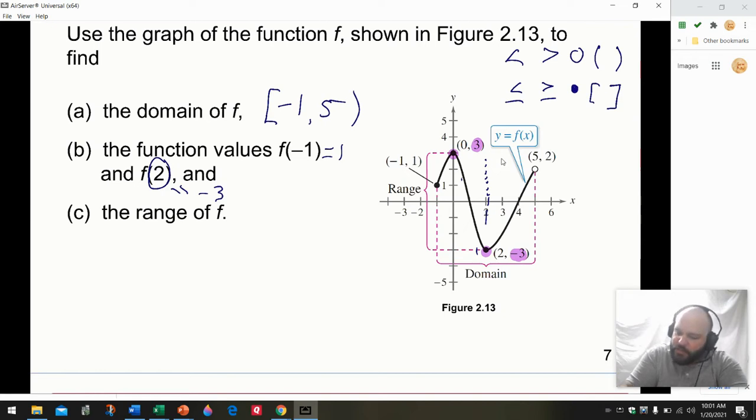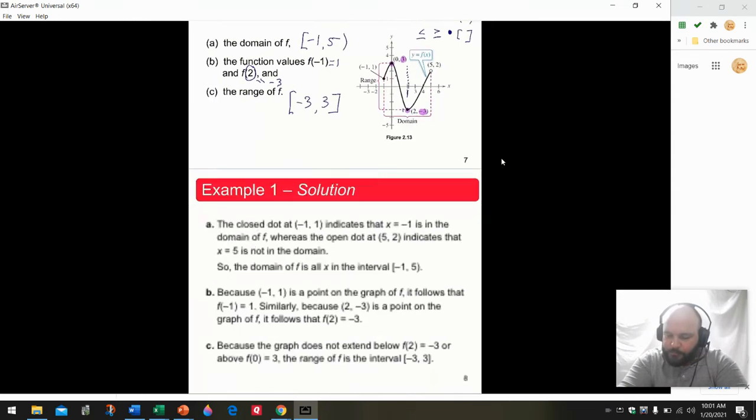Since they're solid dots, we are going to use brackets in our interval. So the answer to this one would be you always go least to greatest. And again, I'm using brackets because the numbers -3 and 3 are using a solid dot. So there you go. That's how you do the first example.